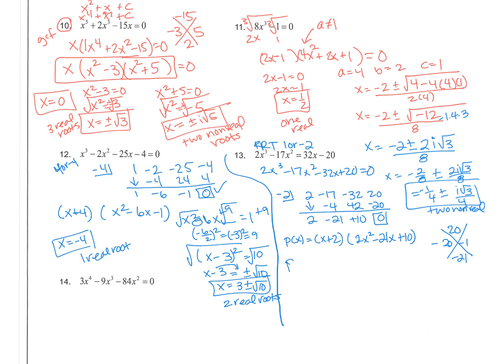So this means that my polynomial is equal to x plus 2 times, I'm going to use brackets because I got a bunch of work to do here. My first term is 2x squared. My last term is plus 10. And I'm going to insert the minus 20x and the minus x in either order. It doesn't matter.